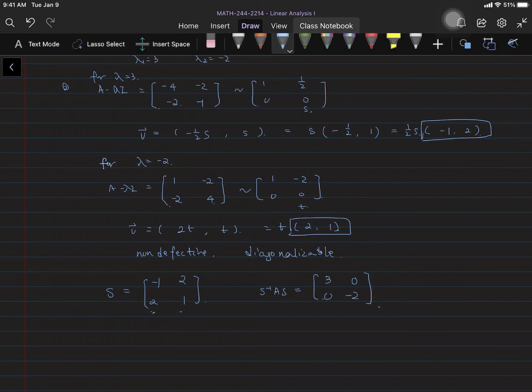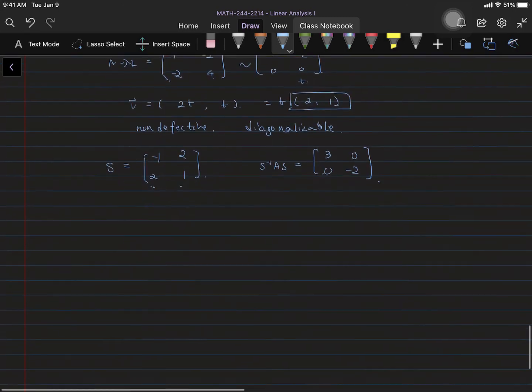In the next class, we are going to do the same procedure like this, and after that we will start to solve linear systems of differential equations.